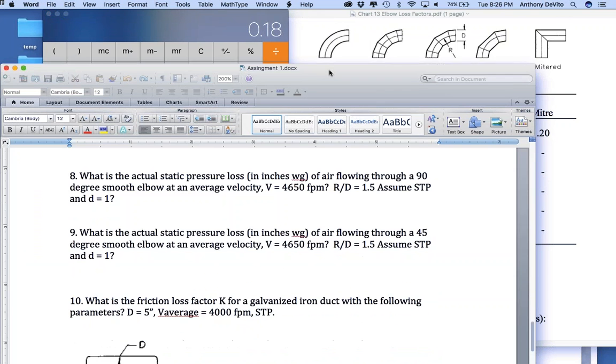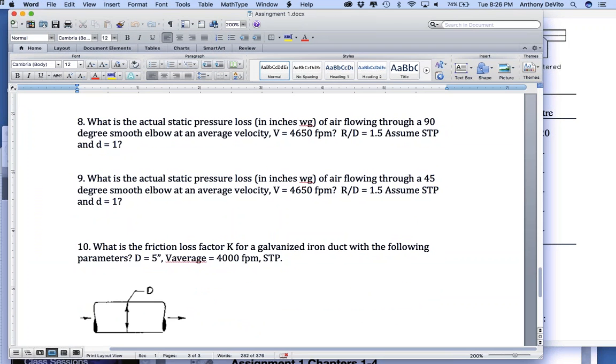We want to know how much of this energy we're going to lose to this ductwork and the turns and so on. Okay, what's the actual static pressure loss in inches of water of air flowing through a 45-degree smooth elbow at an average velocity of the same thing, except this one's 45 degrees. I know already K is going to be half of what it was before, so it's going to be half what I just said. Instead of 0.18, it's going to be 0.09 inches of water loss.